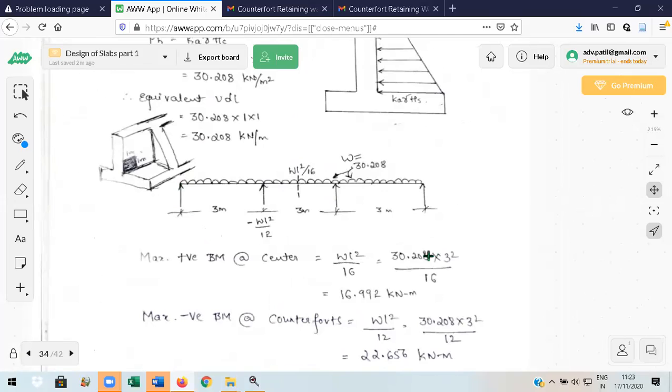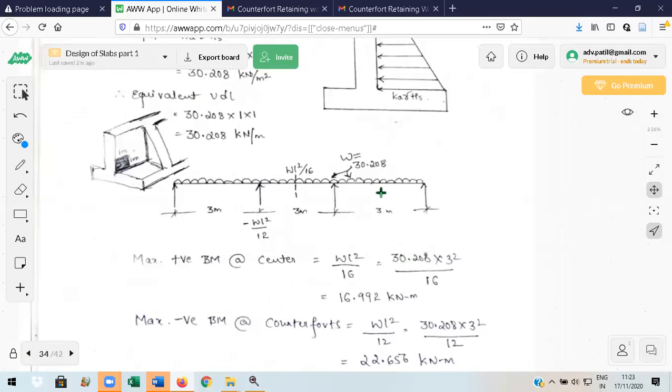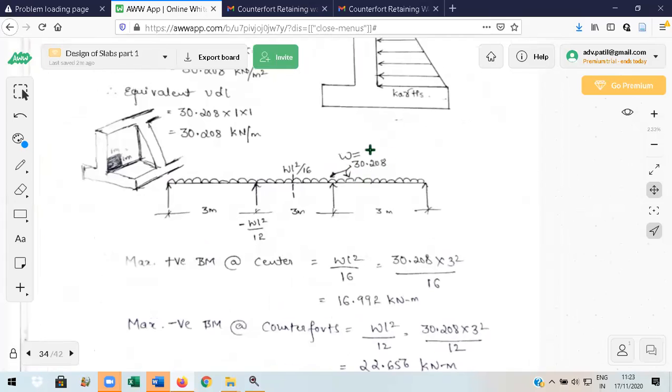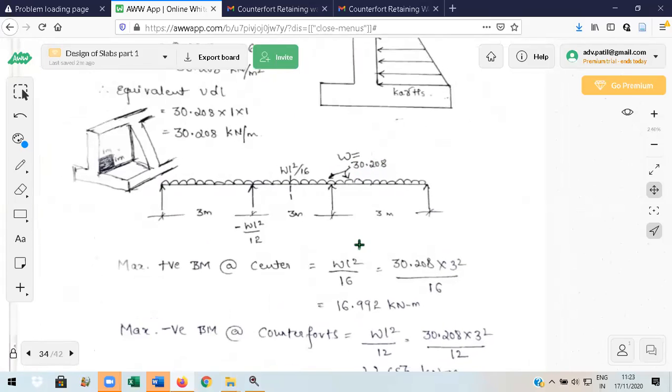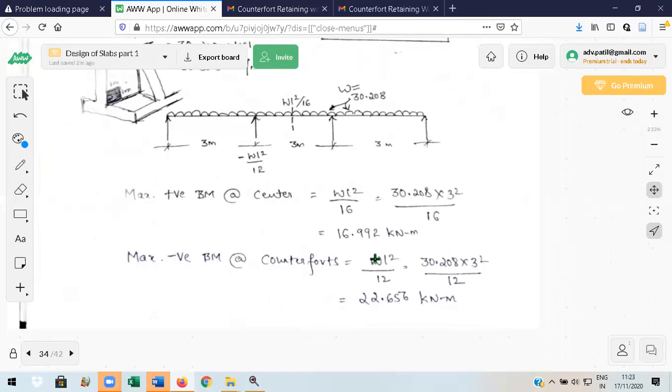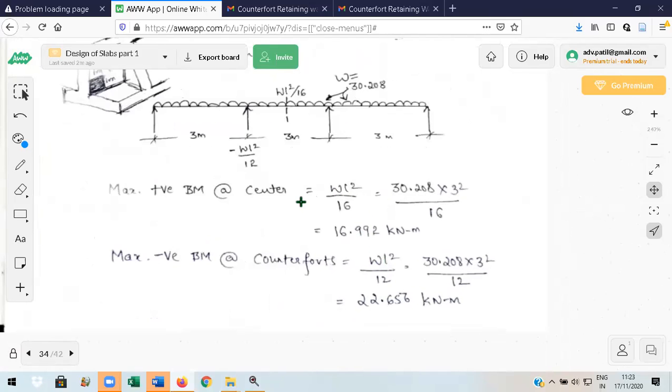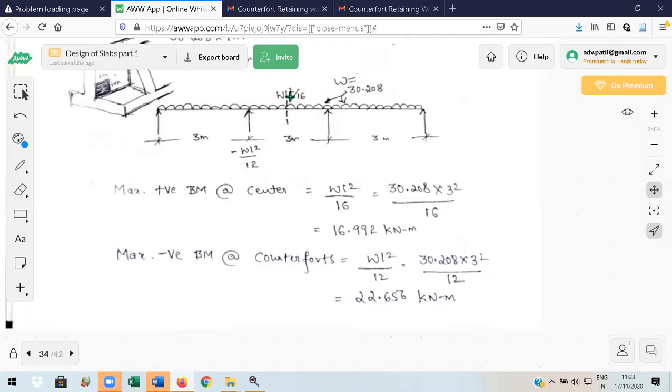Ultimately, this is a diagram. These are all the counterforts. It is a continuous slab. Calculation of W is important. How you got W is important. I'll just send the notes there. So this calculation is going to be important. Otherwise, the formula is all the same: WL square by 12, WL square by 12. Means 16 and 12 are the maximum bending moments. At the center, the maximum positive bending moment is WL square by 16. At the support, it is minus WL square by 12. These two formulas you should remember.